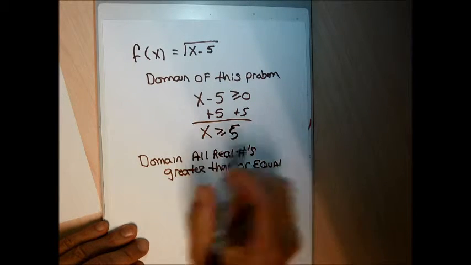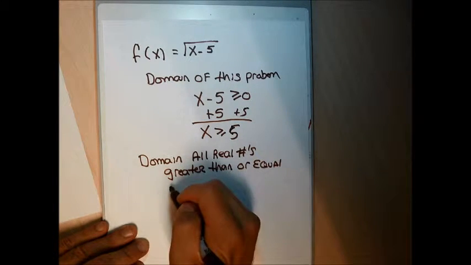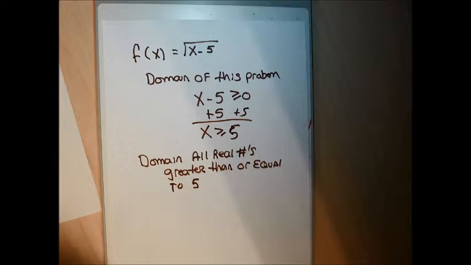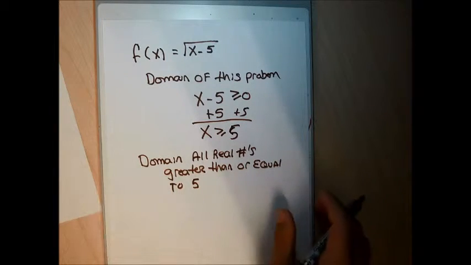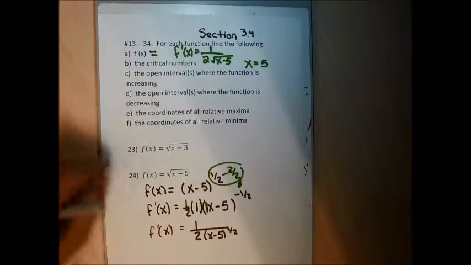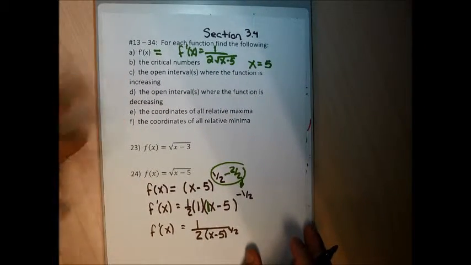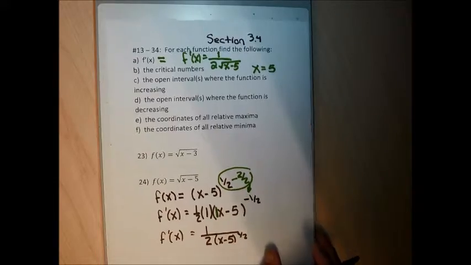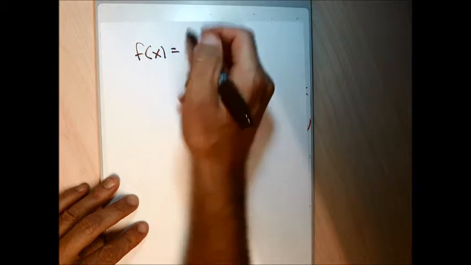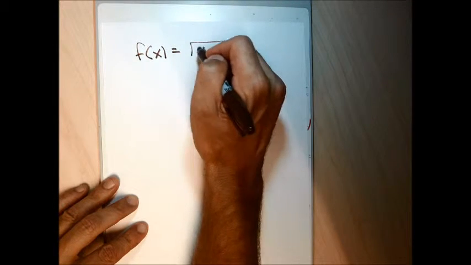So because this has a restricted domain, my answers for the increasings and decreasings might not have all the infinities that I had previously. So now I'm going to jump in and do C, D, E, and F on my calculator, and then I'll confirm my answers by hand. For C, D, E, and F, my initial function was f of x equals the square root of x minus 5.